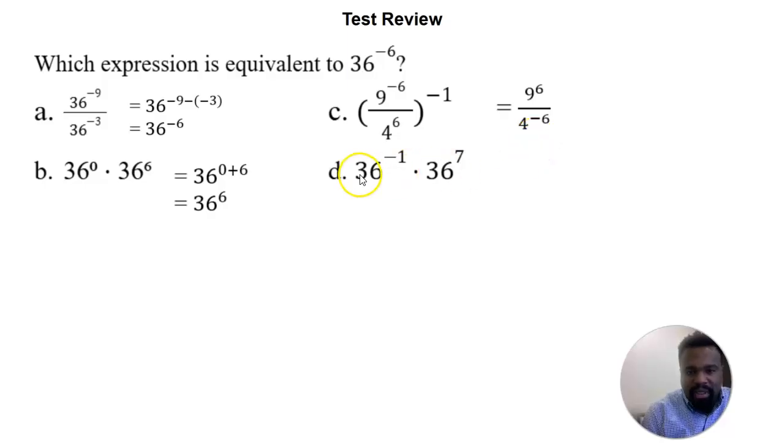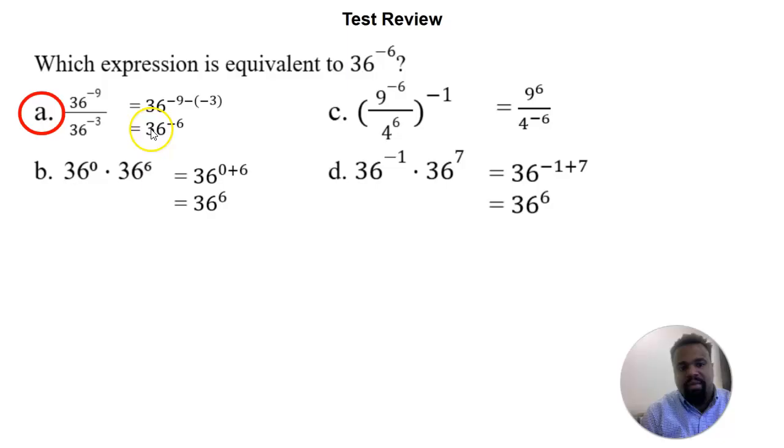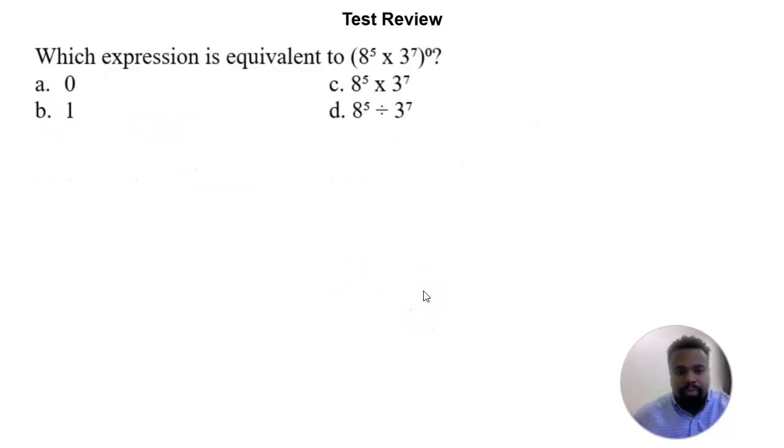And then for the last one, product of powers, you're going to add those exponents together. So you're going to do negative 1 plus 7, which will give you 36 to the 6th power. So the one that will be our answer here will be A, because that's equivalent to 36 to the negative 6th power.